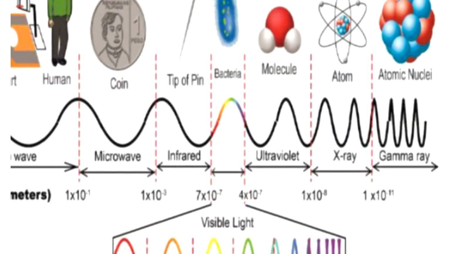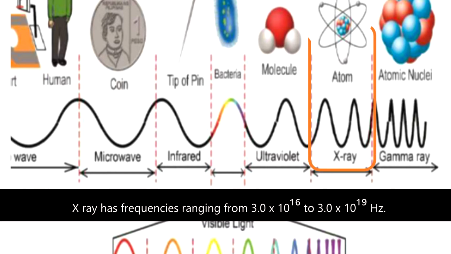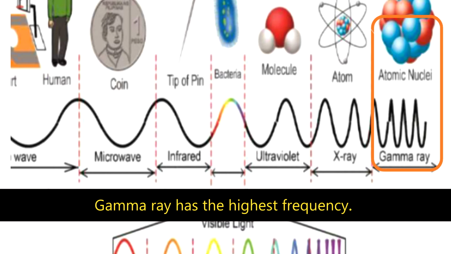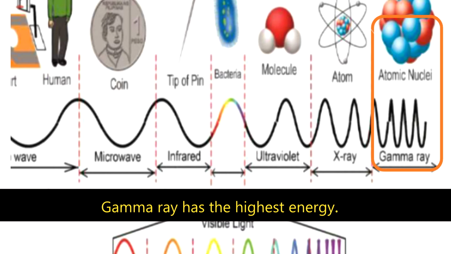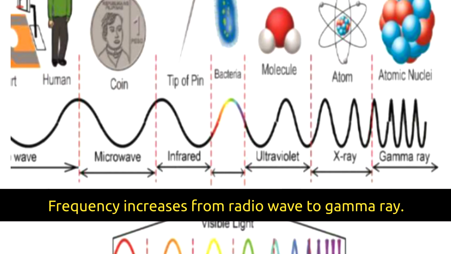Next to visible light is ultraviolet light, with frequency ranging from 7.5 times 10 to the 14 to 3 times 10 to the 16 Hz. X-ray is 3 times 10 to the 16 Hz to 3 times 10 to the 19 Hz. And gamma ray has the highest frequency, so it has the highest energy. The frequency of gamma ray is greater than 3 times 10 to the 19 Hz. The frequency of EM waves increases from radio wave to gamma ray.